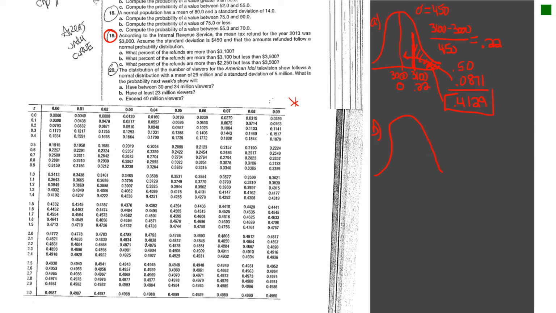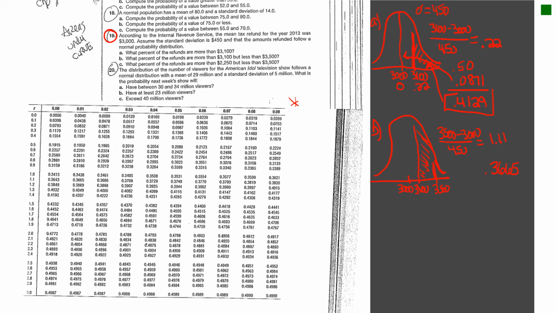Now, part B, same thing, but they're going to ask you between two different values. So I'm going to go ahead and draw my curve again. We've got 3,000, and we want between 3,100, which we've already looked up, and 3,500, which we have to get a different z-value for. So if I draw my lines and shade my area, we want to find that particular area. The z-value for 3,500 is 3,500 minus 3,000, divide that by 450, and that's going to give me a z-value that's right at about 1.11. So if I go to my table, I look up 1.1, and then there's 1.11, I get 0.3665.